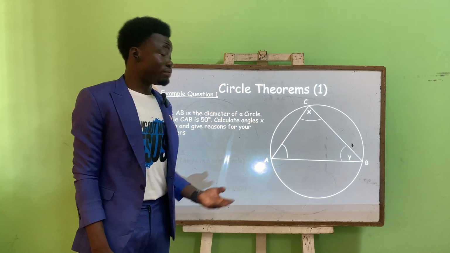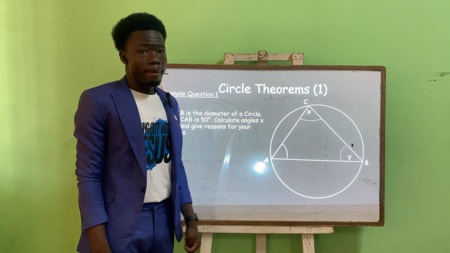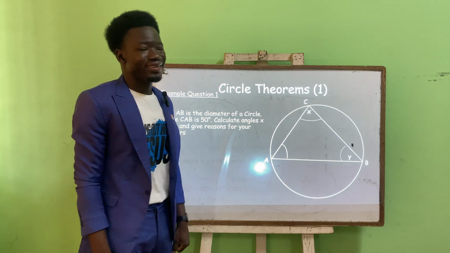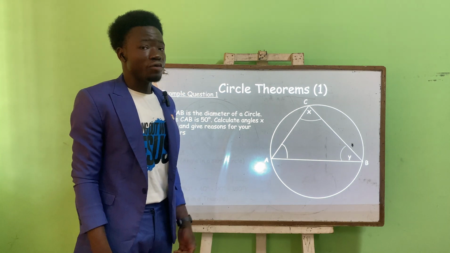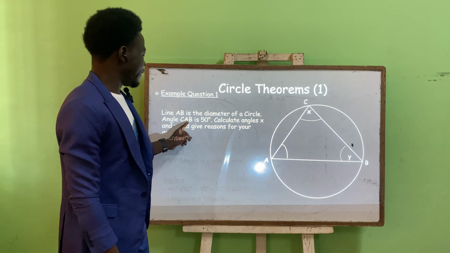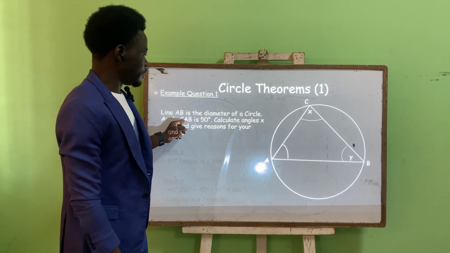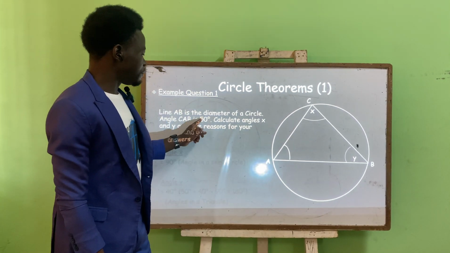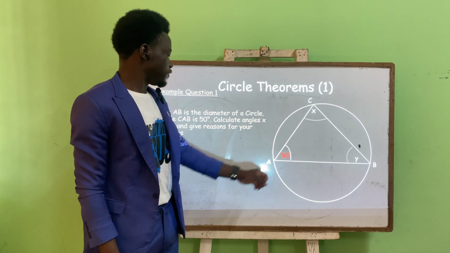Sometimes it might not be a diameter. It may look like a diameter, but it is not. So unless the question specifies it, you are free to go. Okay? And then angle CAB, the angle is on the A. It's 50 degrees.